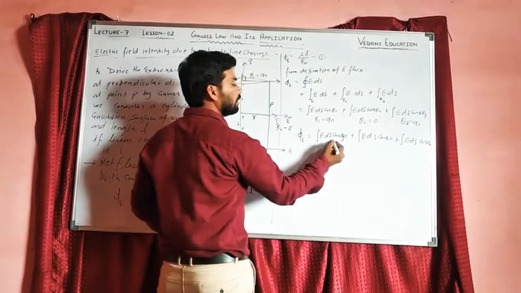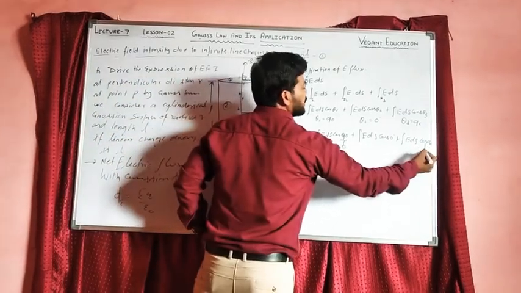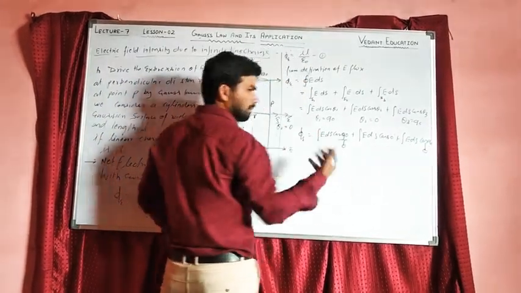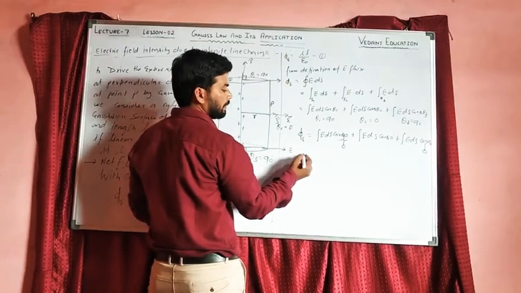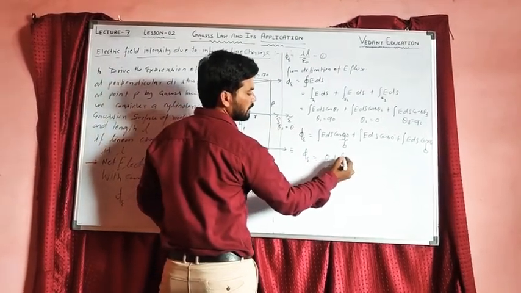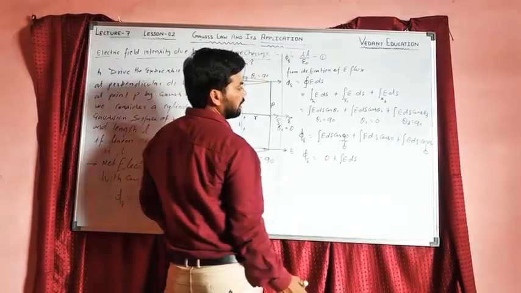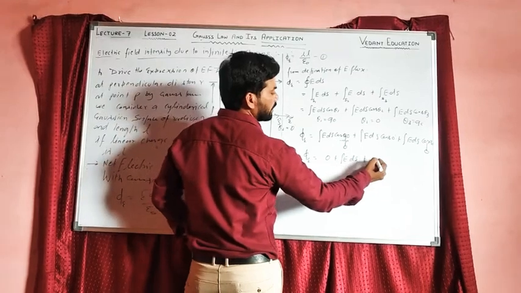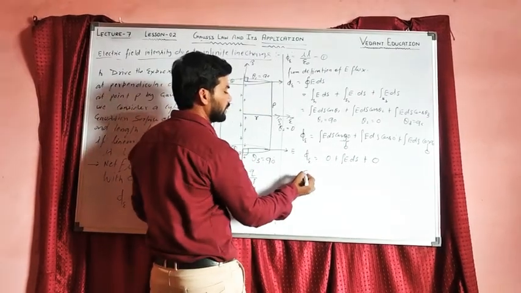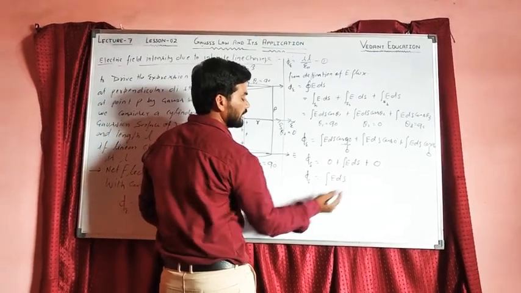You know the value of cos 90 is 0. Cos 90 is 0, and 0 multiplied by something is always 0. So both of the terms become 0. Phi equal to 0 plus integration E ds plus 0. So flux phi E equal to integration E ds.